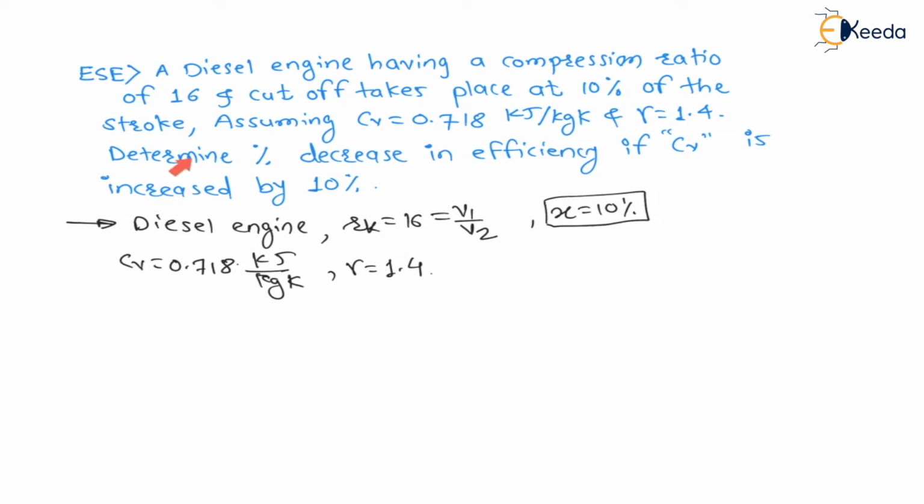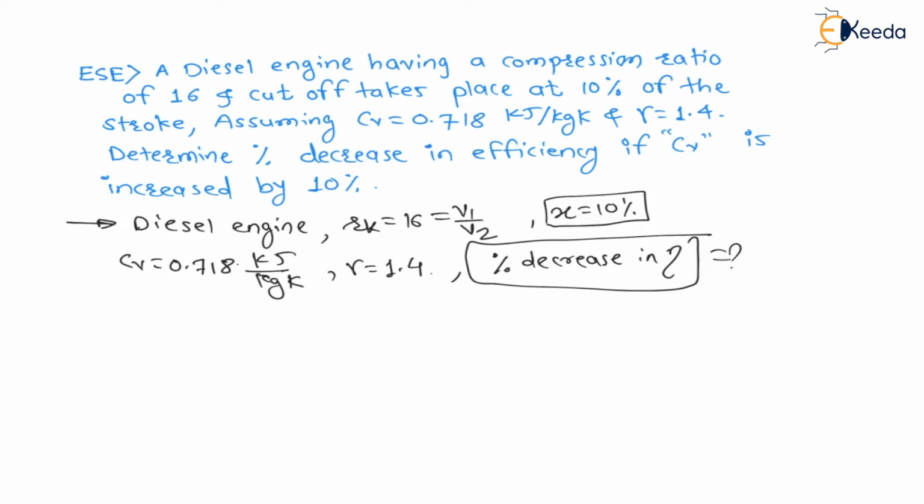The question is, determine percentage decrease in efficiency if Cv is increased by 10%. Now they are asking what is the percentage decrease in efficiency. This is the question, right? Is equal to question mark. If Cv is increased by 10%, therefore Cv new, let us say Cv1, is equal to 1.1 times Cv, previous Cv. That means it is increased by 10%.